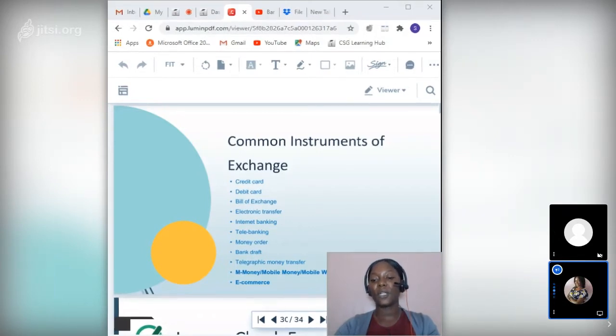So that is essentially what M-money, mobile money, or mobile wallets is, right? It allows you to do transactions using your phone, and your phone number usually acts as your account number. Are we good with M-money?